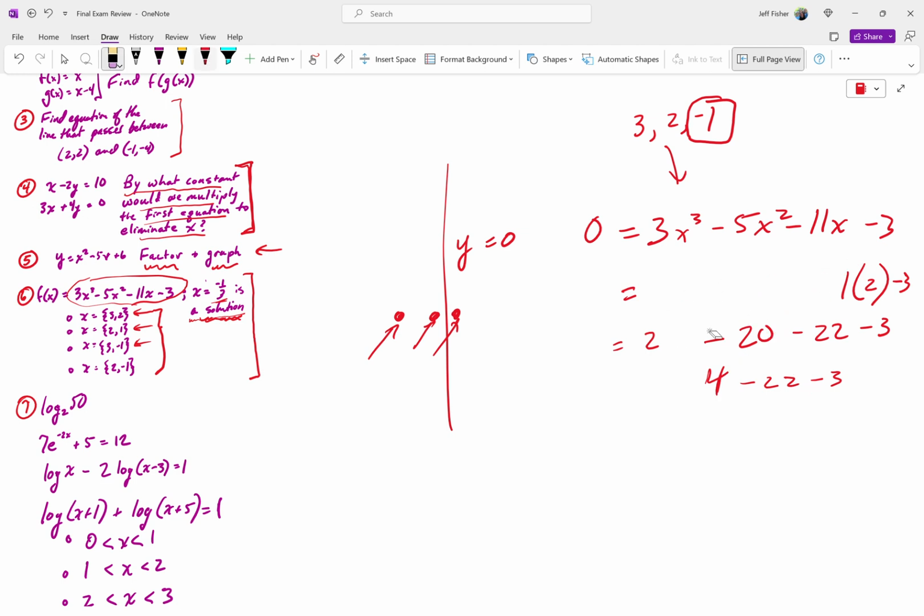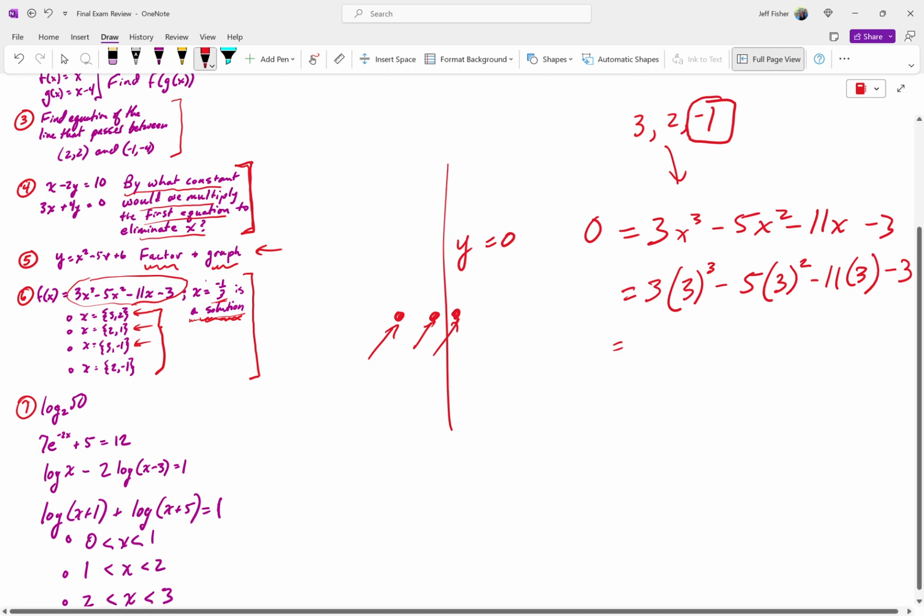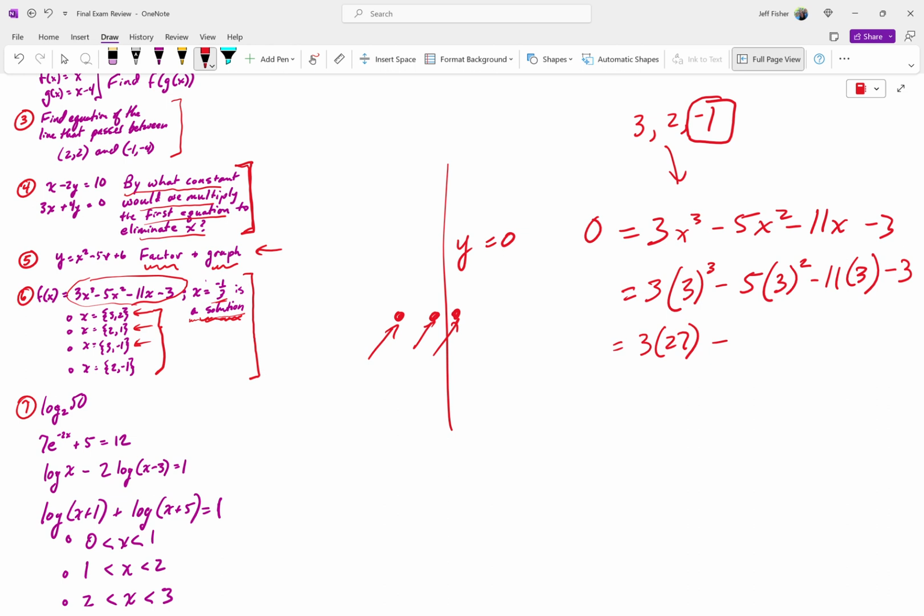So we're going to instead try, last but not least, the value 3, which we expect will probably work, since it's our last choice. 3 cubed minus 5 times 3 squared minus 11 times 3 minus 3. 3 times 27. What's that going to be? Minus 9 times 5, 45. Minus 33 minus 3. 45, 33, and 3. That's 78 and 3, 81. 3 times 27 is 81. 81 minus 81 is indeed 0. Our answers are 3 and negative 1. So it's going to be this guy right here.